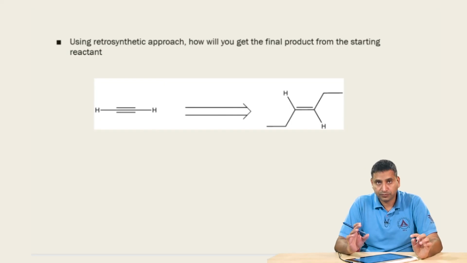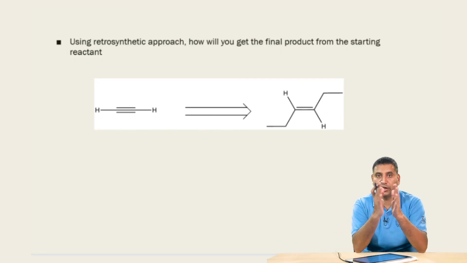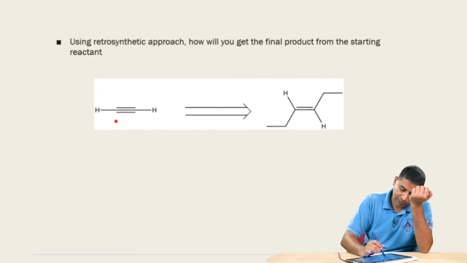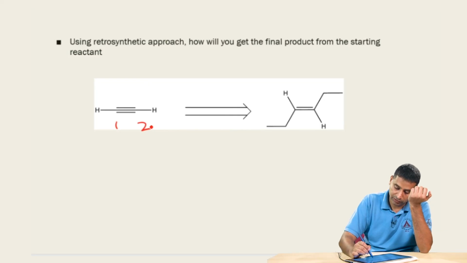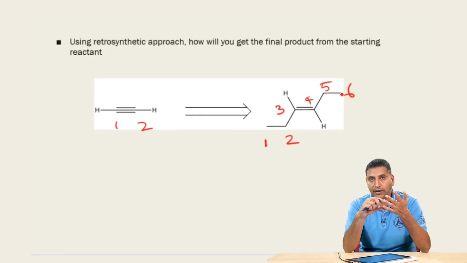In the last question, the question is using retrosynthetic approach, how will you get the final product from the starting reactant? We have already looked at retrosynthesis in the lectures. Retrosynthesis is nothing but trying to construct a molecule through a systematic way from the product. So, if I have to look at this molecule, I will first number the carbons. In my starting material I have 1, 2 carbons, here I have 1, 2, 3, 4, 5, 6. So, what I have done is I have added 4 more carbons to this molecule.